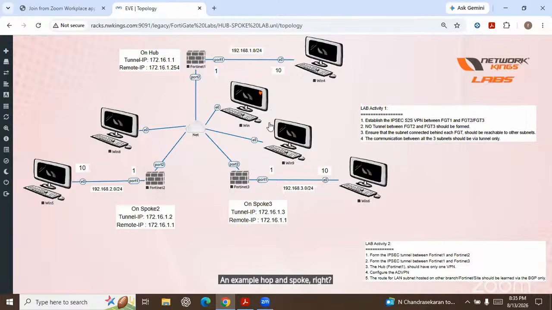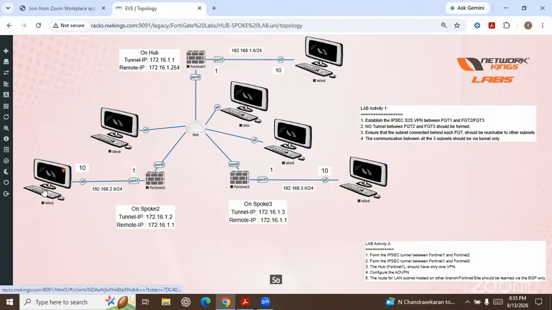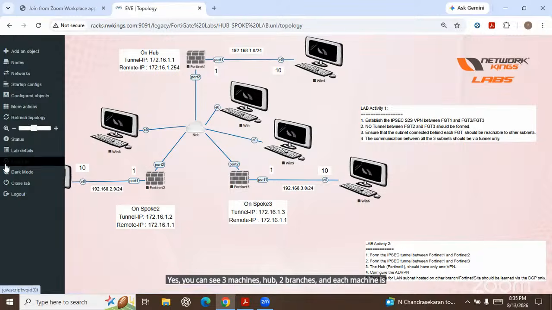Now keep in mind, these 3 machines are here to license my devices, which I can remove if you want, that doesn't matter, because ADVPN is something I can do without the license also. So you can see 3 machines, hub and 2 branches, and each is pointing to a LAN machine: LAN 1, LAN 2, LAN 3. Think of it like that. See, it's simple.